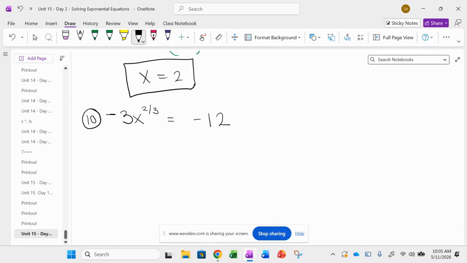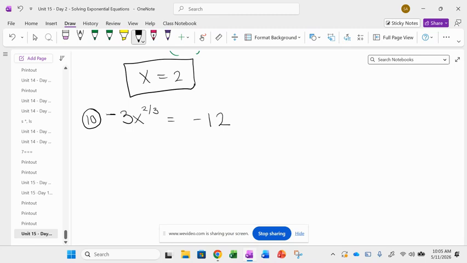We need to solve for x. Because I know my exponent, is it okay to get a negative base? Absolutely. Because I know my exponent, it's okay to have a negative base.